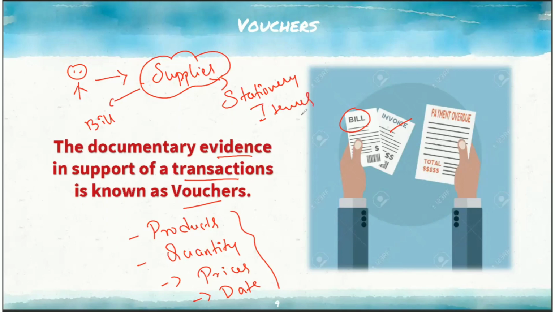For purchasing the stationery items, he will collect the bill, and that bill we call an evidence. It's documented evidence that supports that the transaction has happened between the owner and the supplier for purchasing the stationery items. That bill contains all the details: the total number of products he purchased, the quantity, for how much price he purchased, and when he purchased, everything. All the details will be given in the bill. So that document we call a voucher. Okay. We'll move to the next concept.